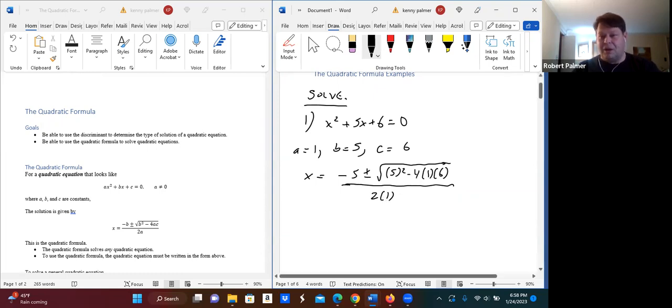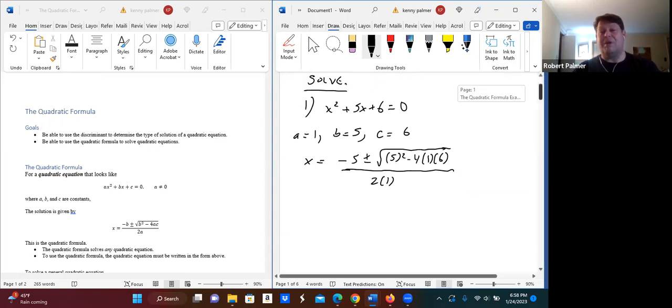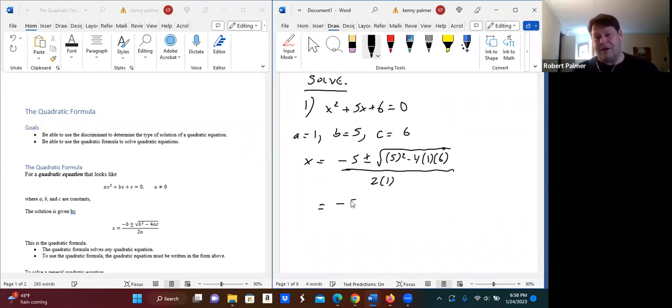Now, the final part is simplifying. And sometimes this can be, not necessarily difficult, but it's often where the most mistakes are made. So always be careful with this. So now just simplify. We still have negative 5 plus or minus the square root of 5 squared, which is 25, then minus 4 times 1 times 6, which is 24. This is all over 2.